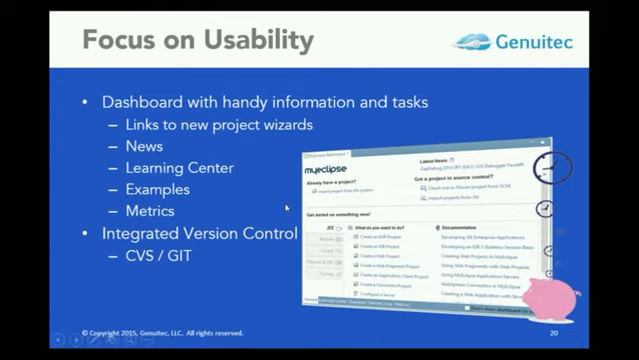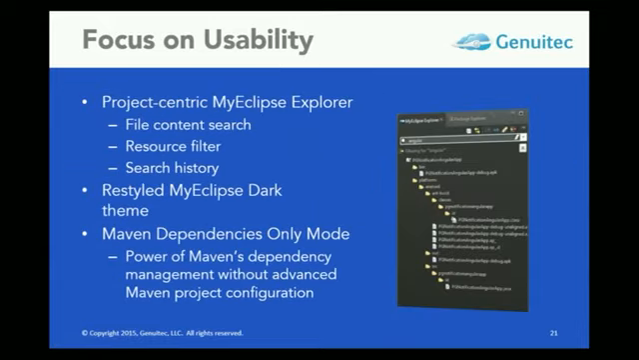Of course, we've got integrated support for version control systems like Git and CVS, and those are big parts of MyEclipse as well. The project-centric MyEclipse Explorer, you already saw Vatsan using some of that in the REST demo. That allows you to easily search for matching file names or even file contents, and you can actually see a screenshot of the MyEclipse Explorer, and that's in our new dark theme that we've introduced with 2015.